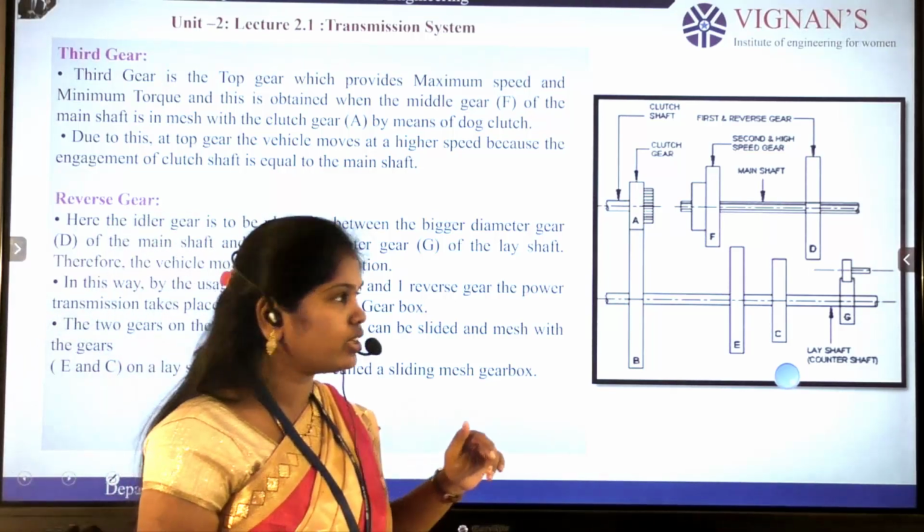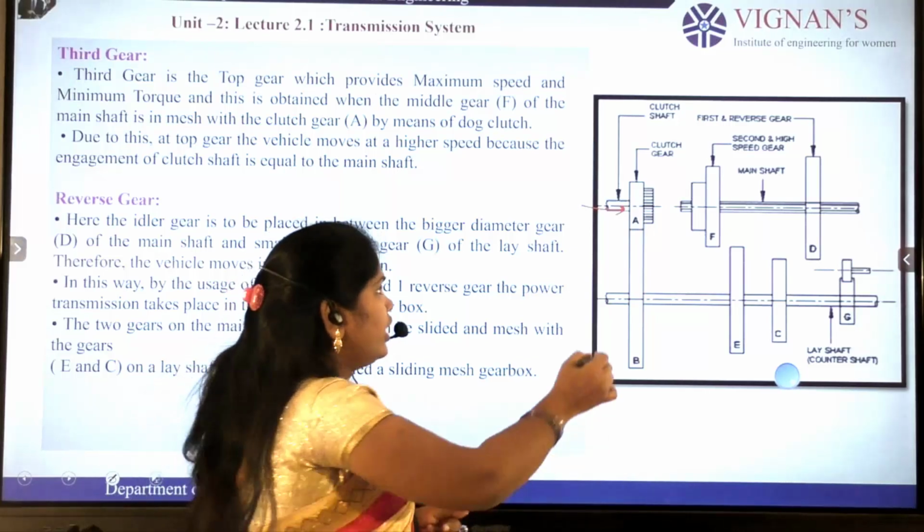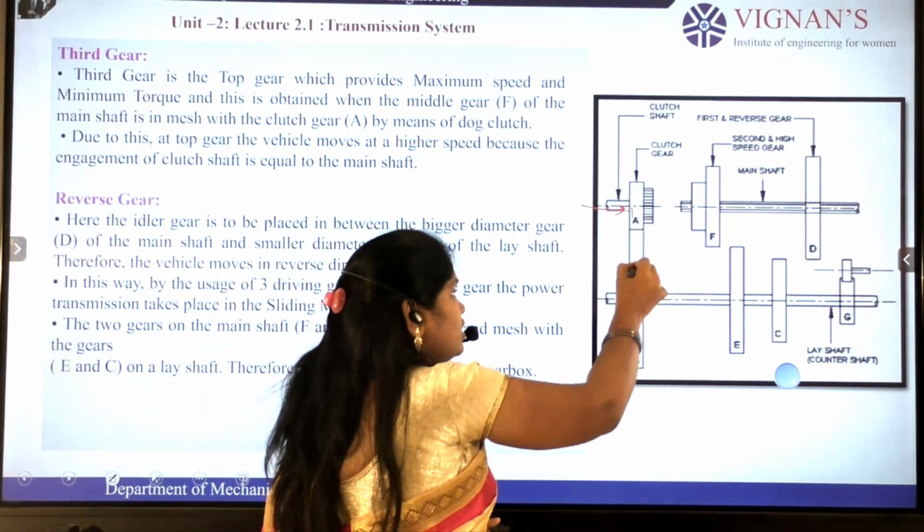Next, we'll discuss the third gear. The power is coming from the clutch shaft to the A gear. So A gear is engaged with the B gear. So this is the same speed we have.